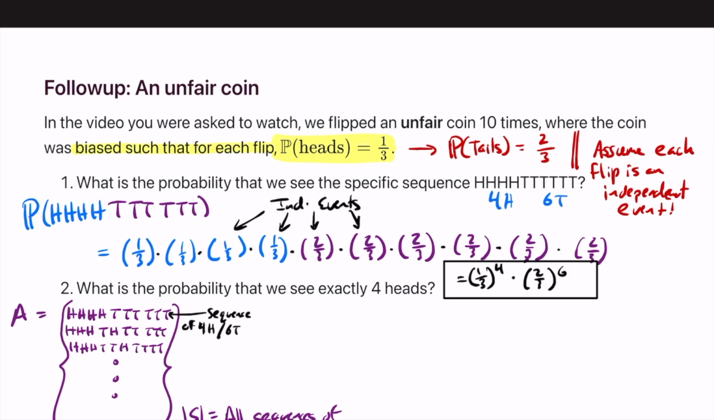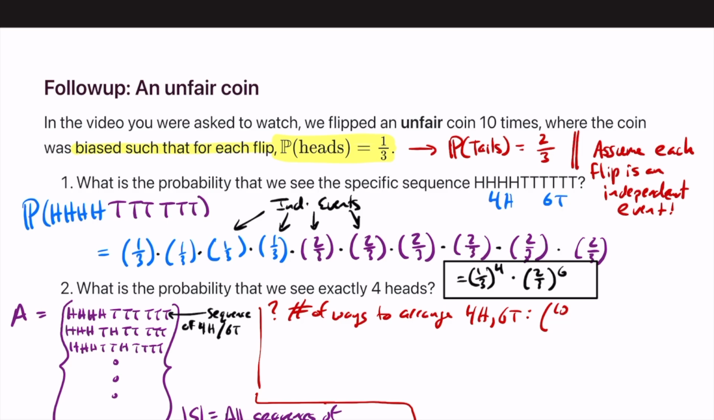So the question we're trying to ask is the number of ways to arrange 4 heads and 6 tails. And that winds up being 10 choose 4, because we care about the 4 heads.